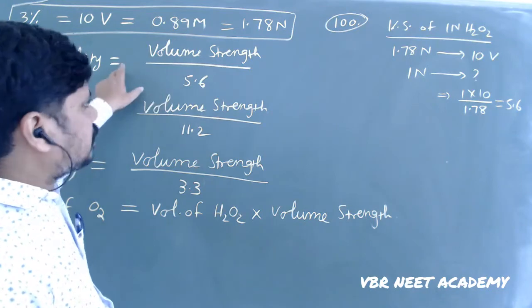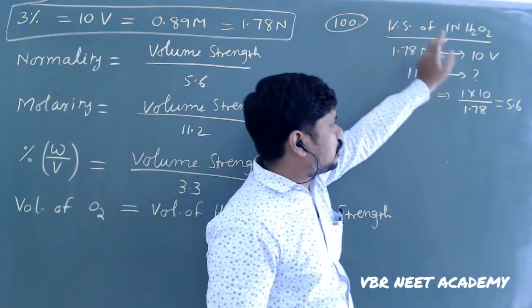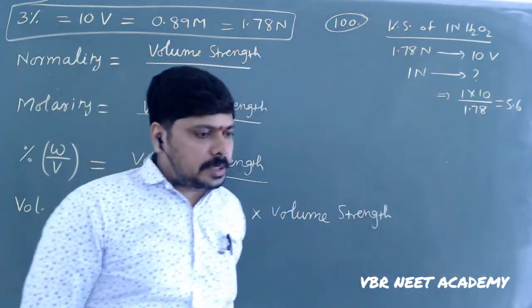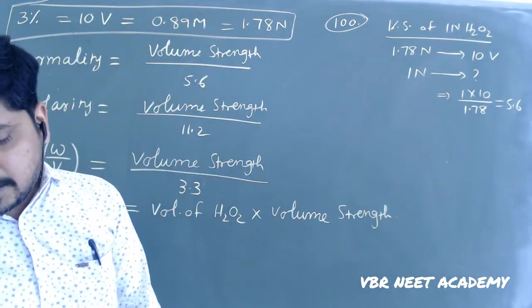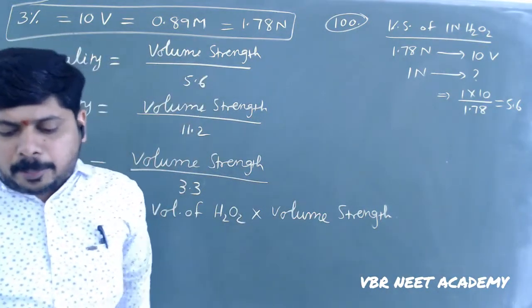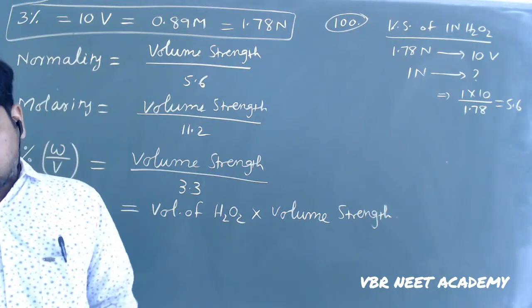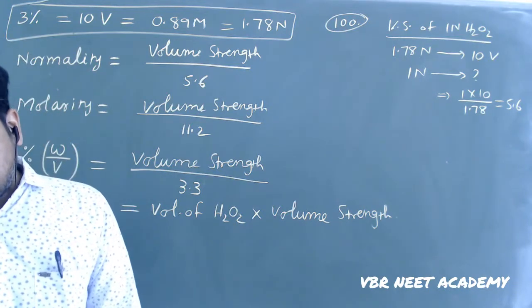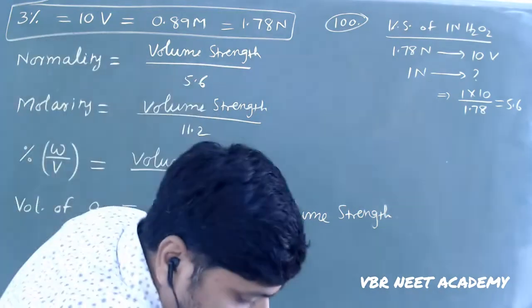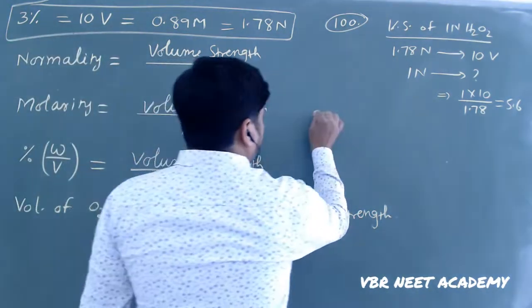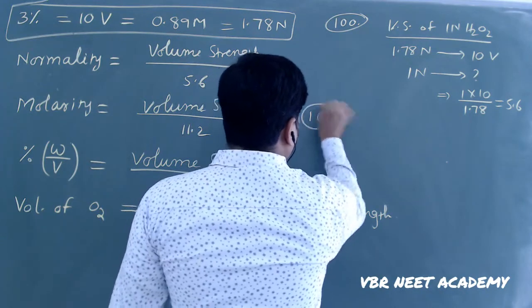So 5.6 into 1 normal they are asking, 5.6 into 1 is going to be 5.6. So this is the 100th question. And next they are asking question 101: 3.4 gram of H2O2 decomposes, the weight of oxygen liberated from it is. So in question 101 they are asking about the decomposition reaction.